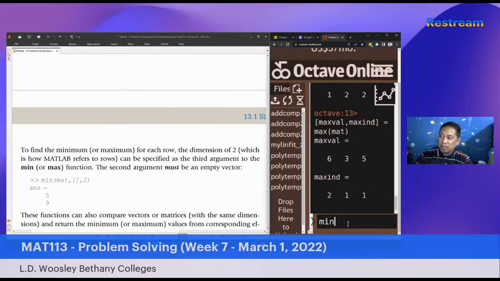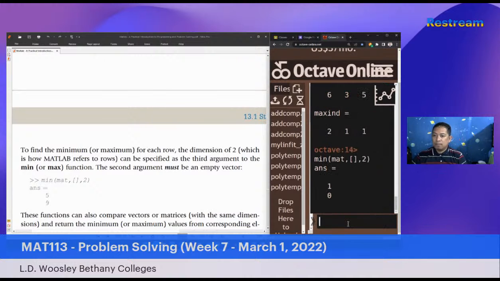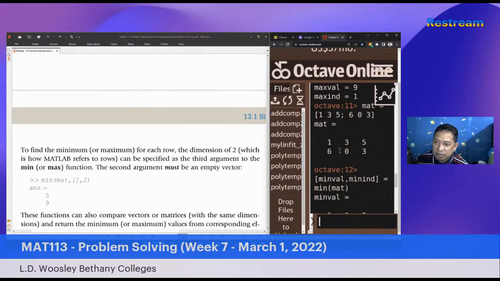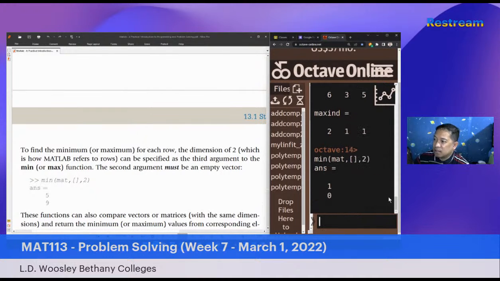For our example, we have minimum values for corresponding rows of 1 and 0. So 1 for the first row, 0 for the second row. Right.